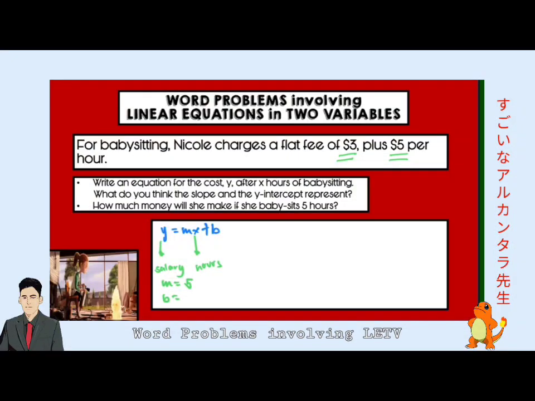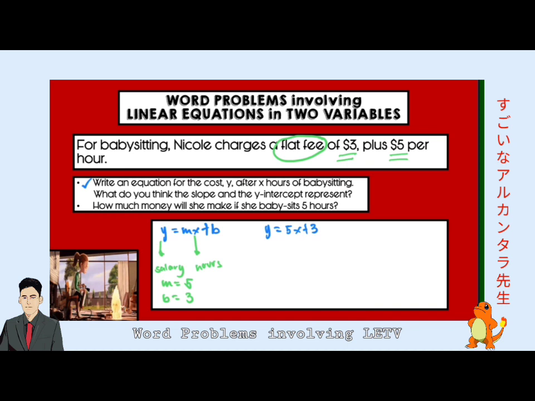And the 3 is your y-intercept because that's the flat rate, the flat fee. The word flat fee implies that that's where we start, and wherever we go from there, it's either we increase or decrease. So in that case, our equation would be y is equal to 5x plus 3. So the question here is, how much money will she make if she babysits for 5 hours?